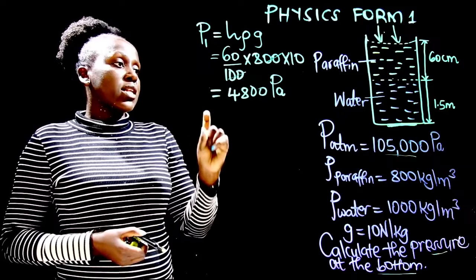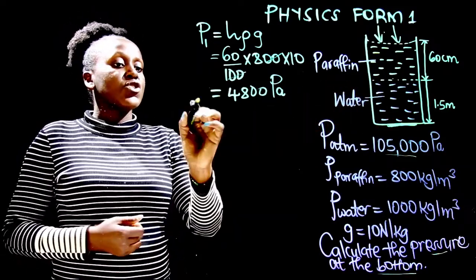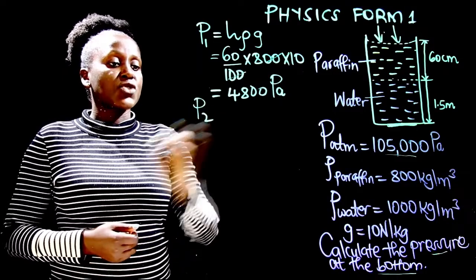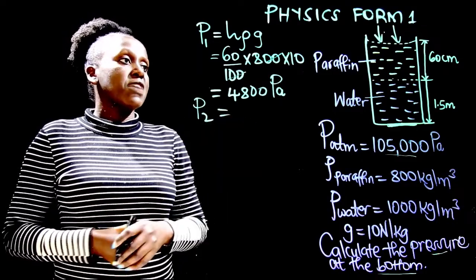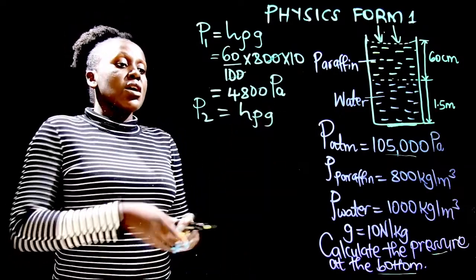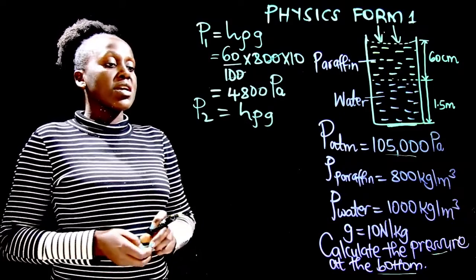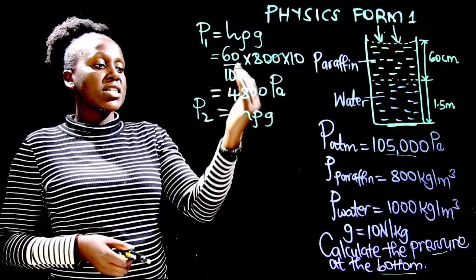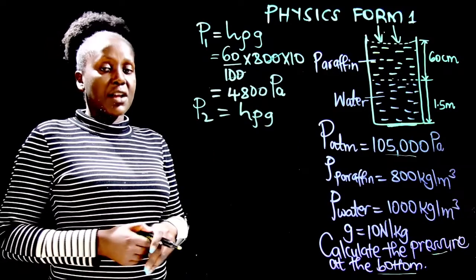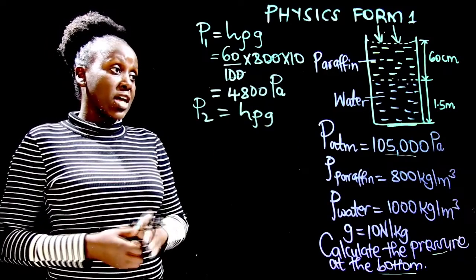Now we are going to calculate the pressure due to the height of the water. So we can call that our pressure 2, which is still given by H rho G because water is a liquid and pressure due to a liquid is calculated by multiplying the height, the density, times the gravitational force. Now make sure you are not confusing the figures.